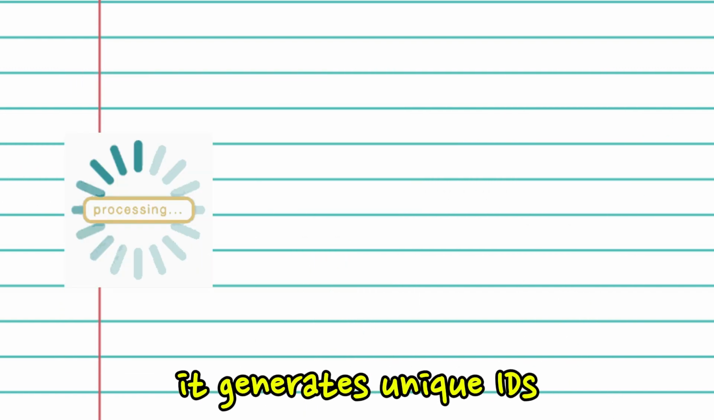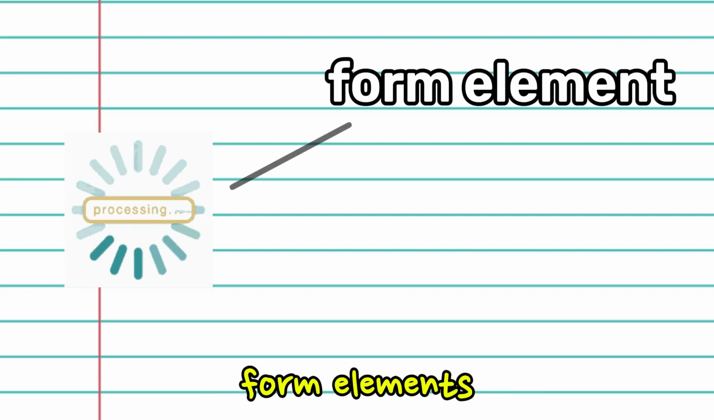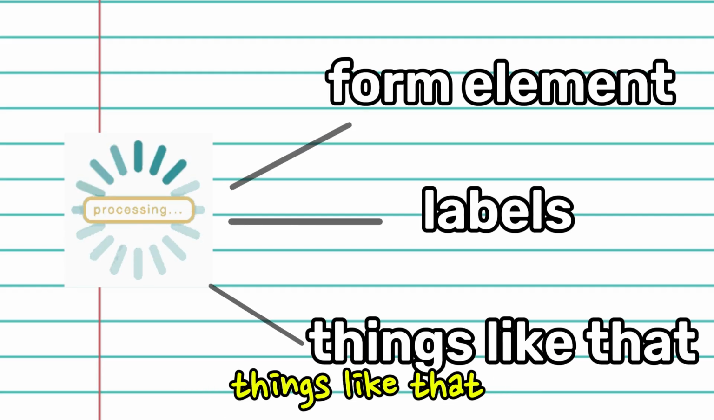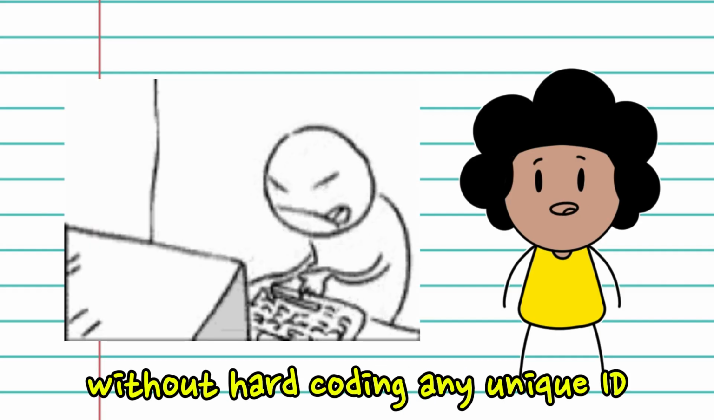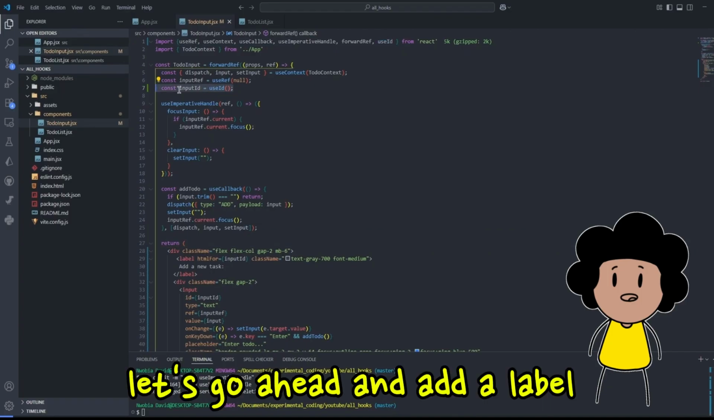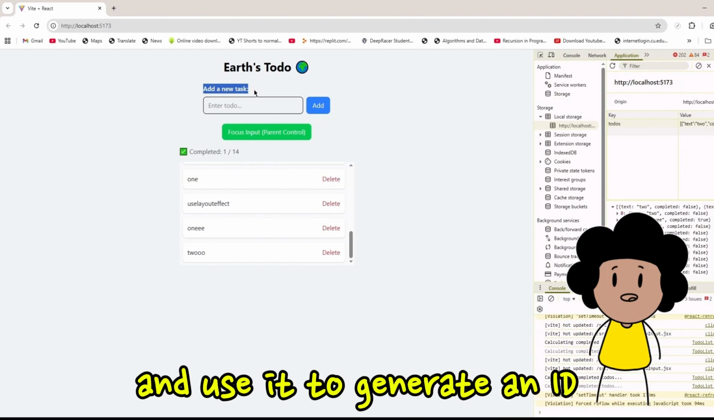So what it does is that it generates unique IDs for things like form elements, labels, things like that. It's perfect for associating the input field with a label tag without hard coding any unique ID. So let's go ahead and add a label to our to-do input component and use it to generate an ID.